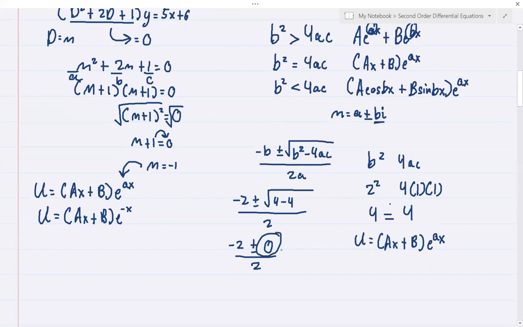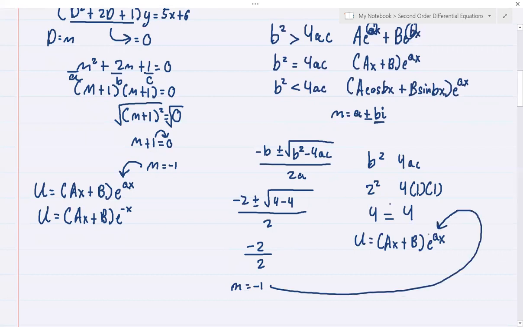And since we have 0, we can just have negative 2 all over 2. Because if you're going to add your negative 2 or subtract your negative 2 by 0, the answer is still the same, negative 2. So if you're going to divide this one, you will have m as your negative 1. Therefore, you're going to substitute it in here. So you will have u is equal to quantity ax plus b times e raised to negative x.